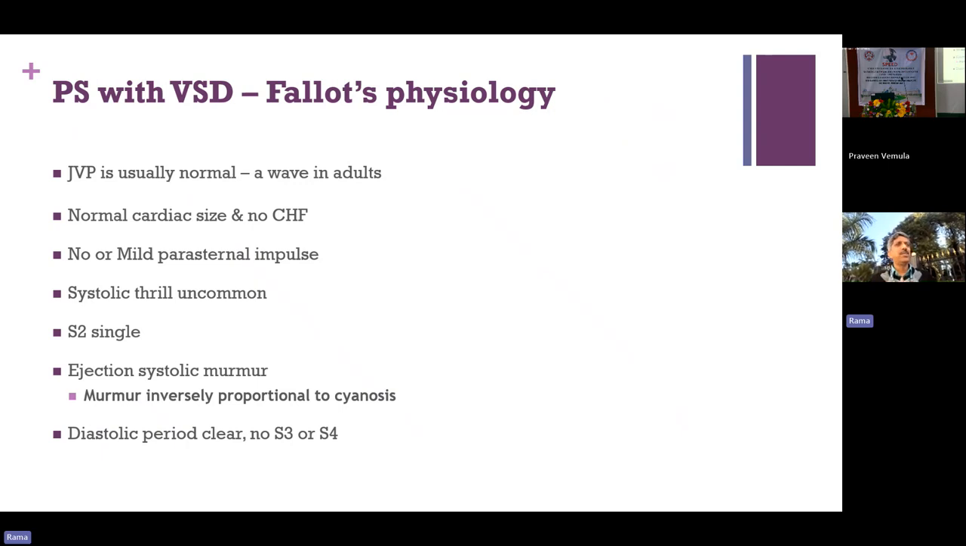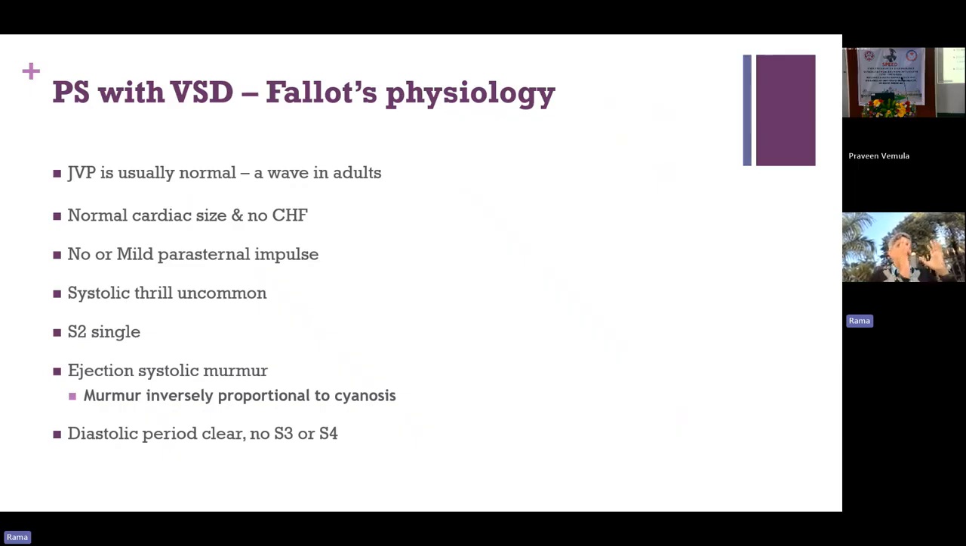Coming to squatting, the history is generally considered specific for tetralogy physiology, even though Indian studies report around 5 to 10% of patients with Eisenmenger syndrome may also report squatting. So you'll be asked what the mechanisms of spell are, or the mechanism of squatting, how squatting relieves cyanosis and all.